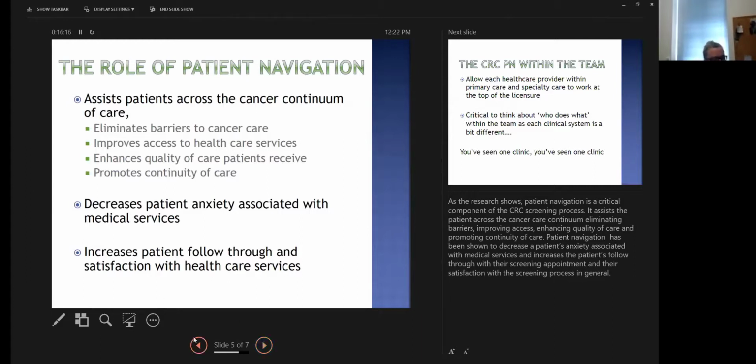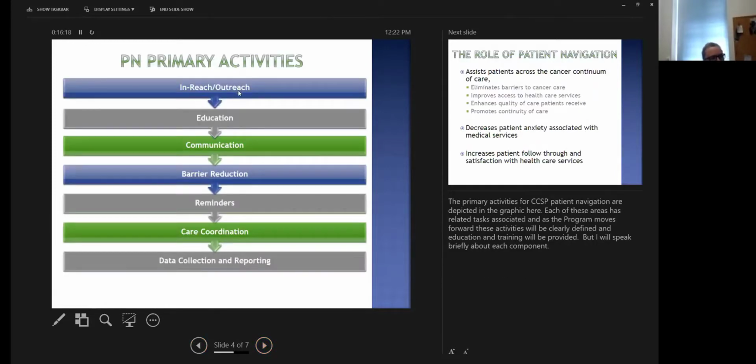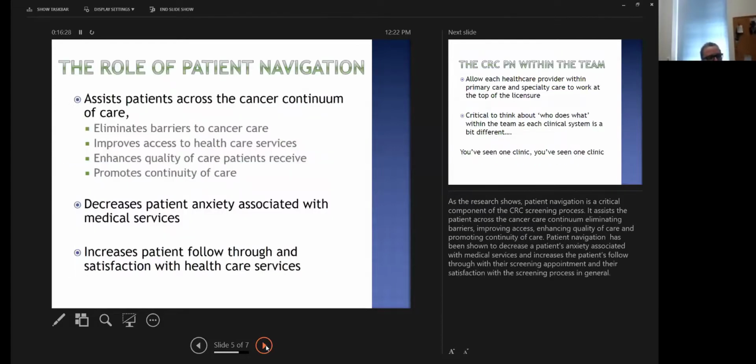by, again, if we go back to the slide, making sure there's all of these touches and it's very clear about who does what, and that the navigator ensures that we really hit these pieces and that they know their own place with each one of these specific domains. And that we also know that with use of navigation, this increases patient follow-through and satisfaction with health services.